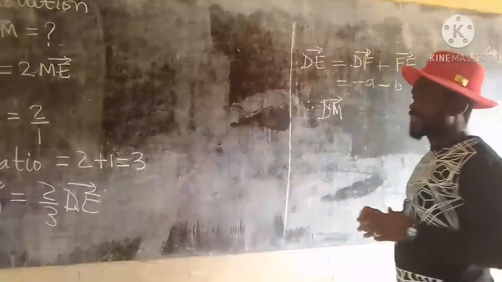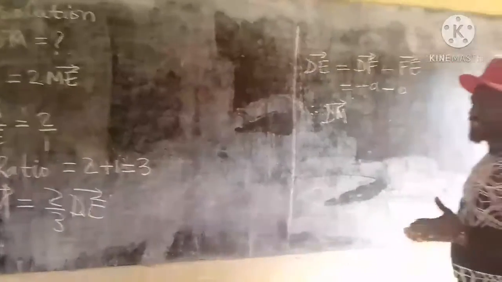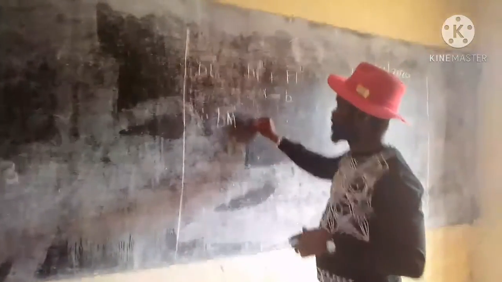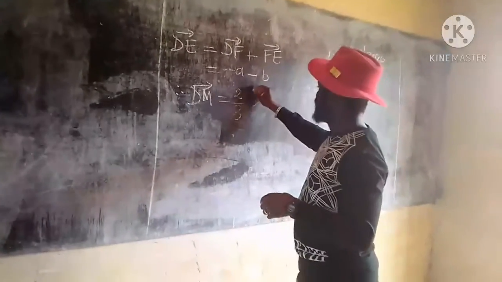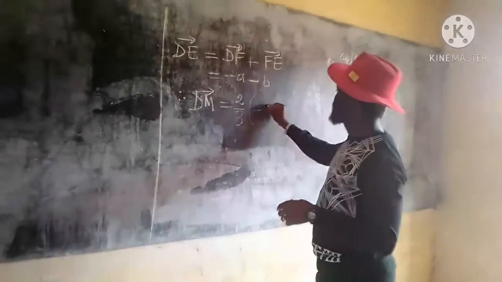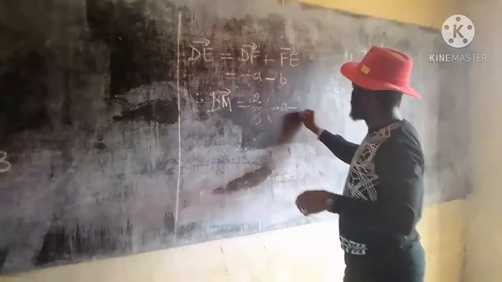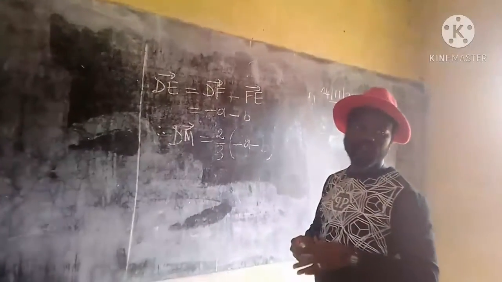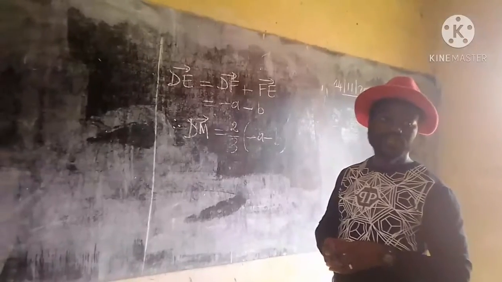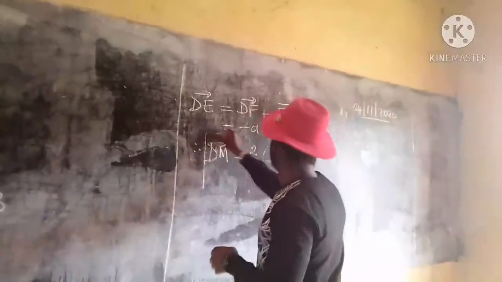Therefore, DM, it is not discipline master, please. It's just a vector. DM is equal to 2 over 3 into the DE we found. That is the solution to that first part. Okay? So this is the answer.